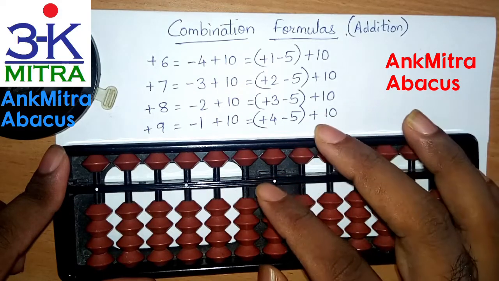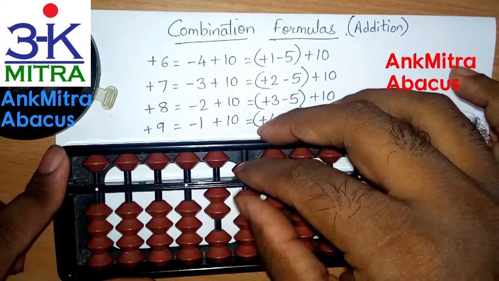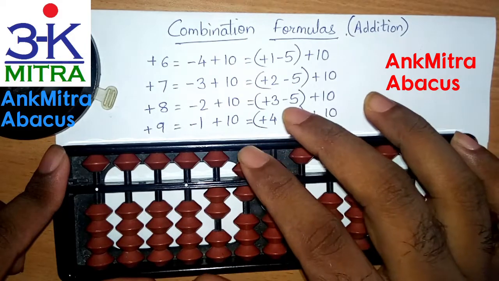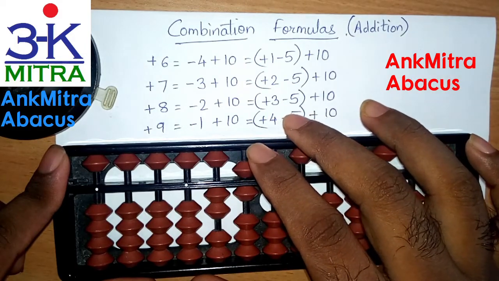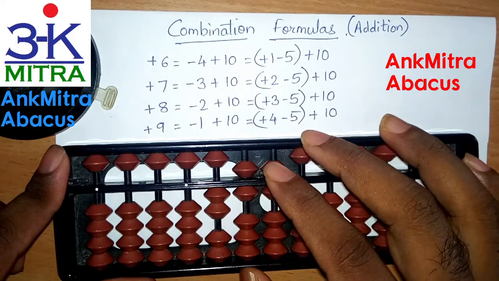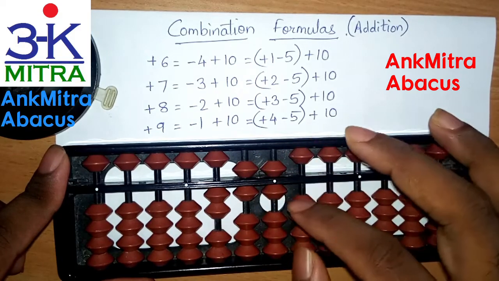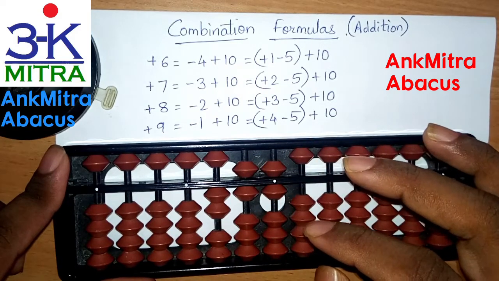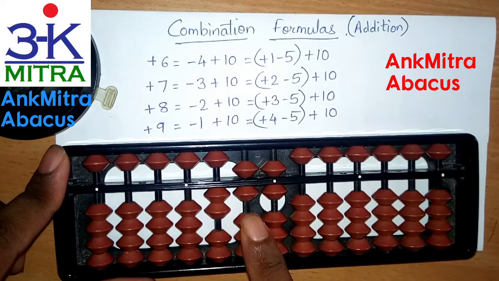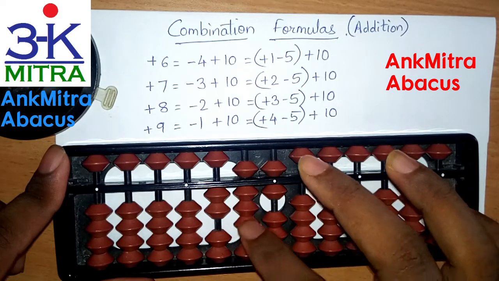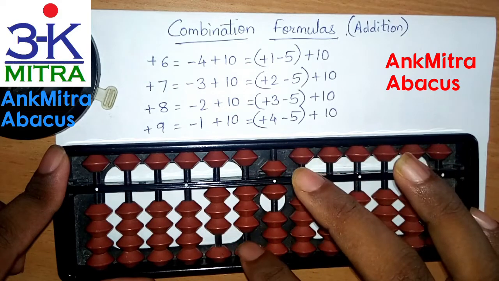Okay, let's take an example of 266 and we are supposed to add the number 78, so 266 plus 78. Okay, so to add 78, we need to add 7 on this rod. For adding 7 on this rod, what we need to do is use the combination formula, which is plus 2 minus 5 plus 10 for 70.